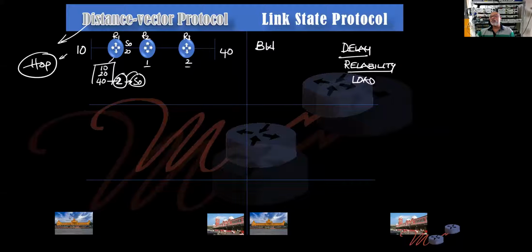Reliability is generally 1 to 255, where 255 is fully reliable. Anything below that is not fully reliable. Load is like 1 by 255 means no load. Then as the load increases, this changes. So that's how the measures will be. But these are dynamic values because load increases and decreases.